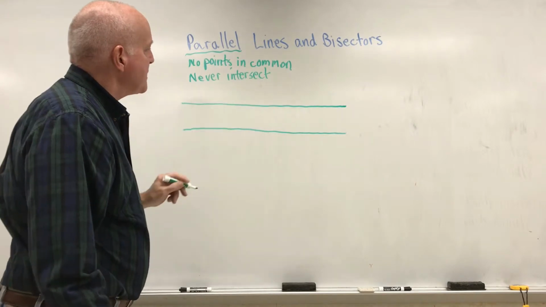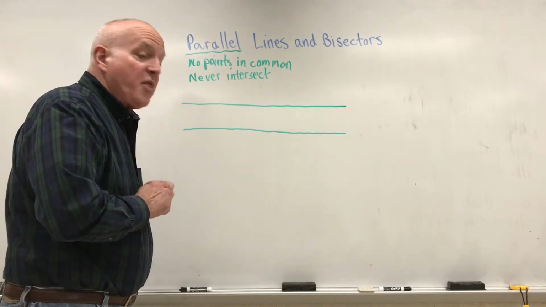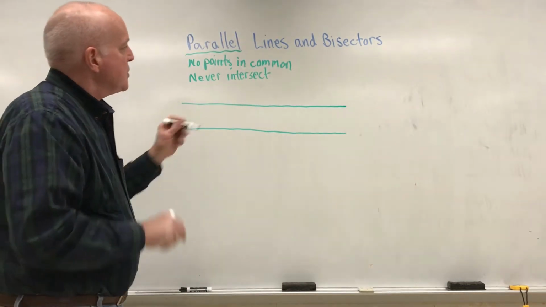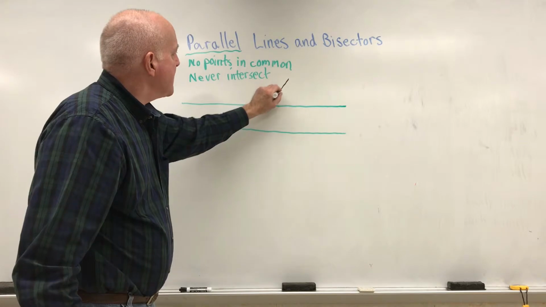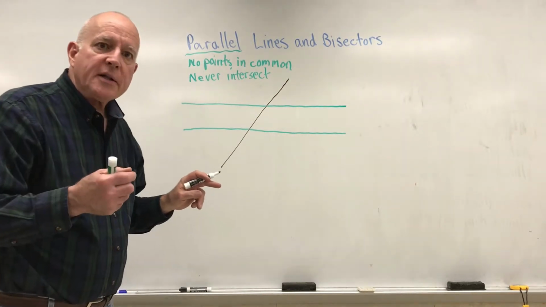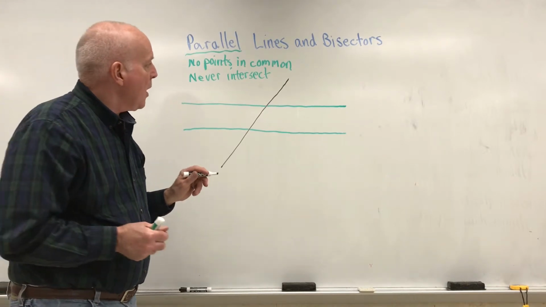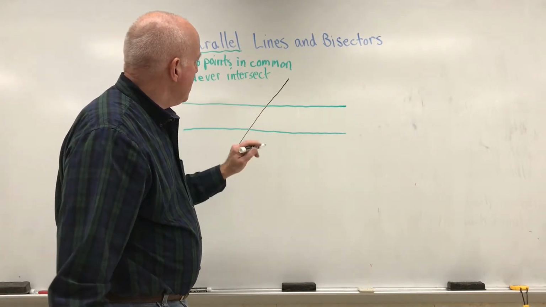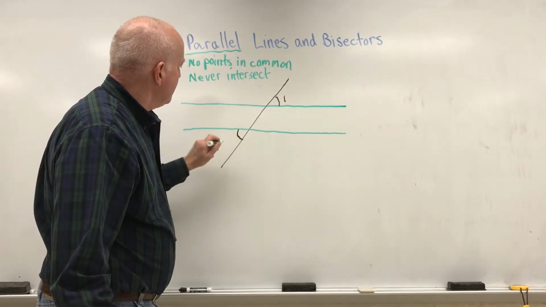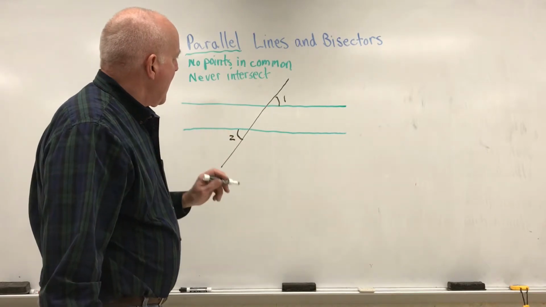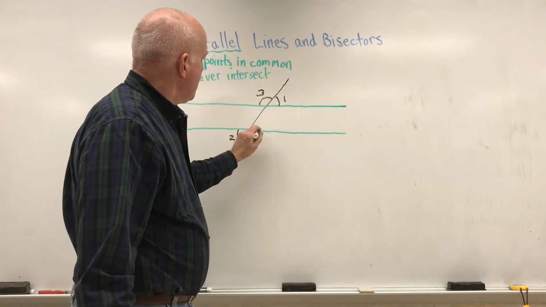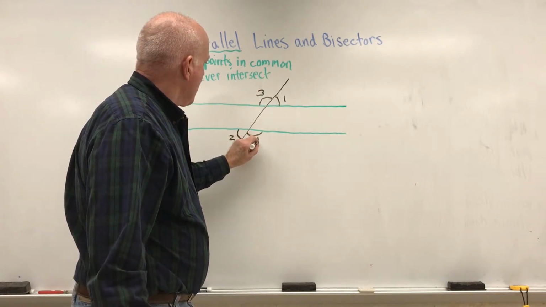Okay, so that's parallel lines. When we have a line that bisects a pair of parallel lines at some angle, so here I've got a line that bisects these green lines that are in parallel, we can look at this and we know certain things are true. We know that because these 2 lines are parallel, this angle 1 is the same as this angle. We'll call this 2. And this angle here, which we'll call 3, is the same angle as this angle 4.